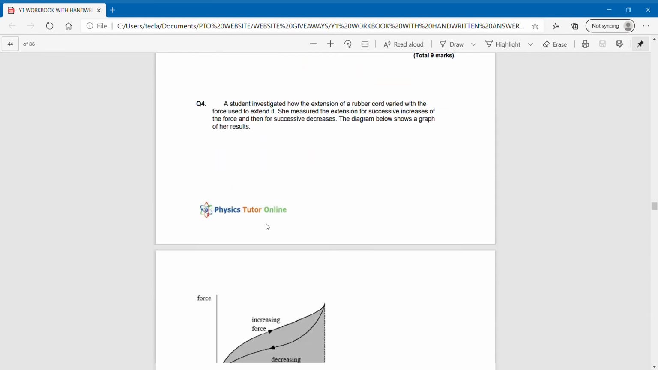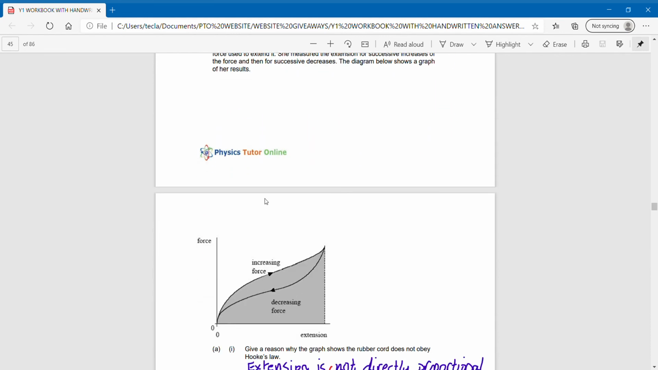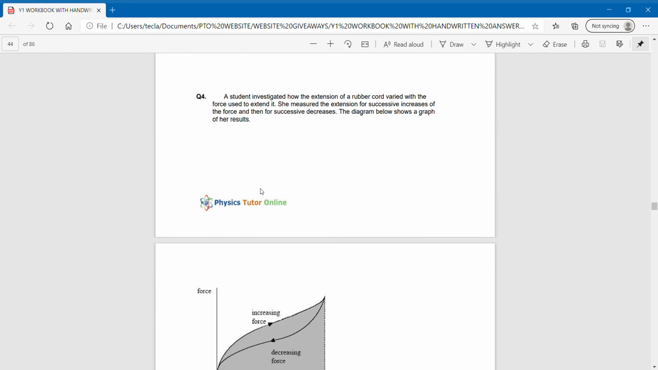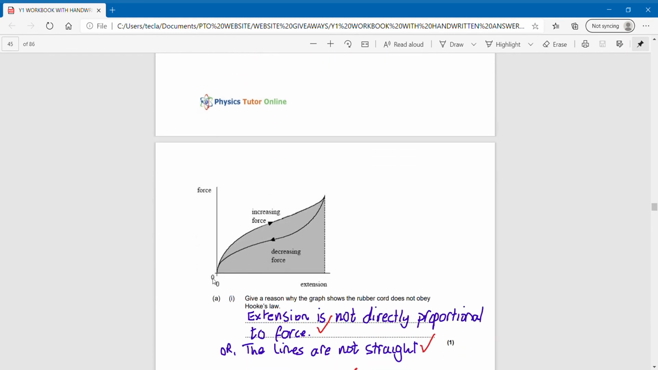Question 4. So extending a rubber cord, and we're plotting a force extension graph for increasing the force, and then we are removing the load that's added, and plotting a force extension graph as we decrease the force. And you can see with rubber you get this difference between loading and unloading.